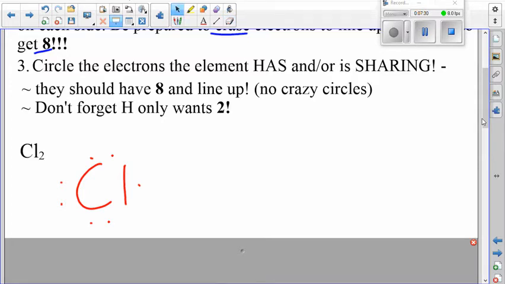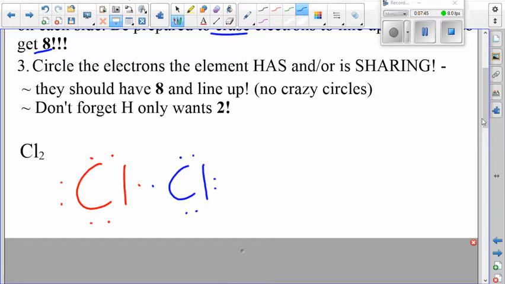Now my next chlorine, which I'll do in blue, I guess, I want to have its bonding site pointing to the left. I want to line those bonding sites up, make my life easier. Okay, so I got 1, 2, 3, 4, 5, 6, and 7. So they both have to start with 7. And when you have bonding sites line up, they'll form a bond.